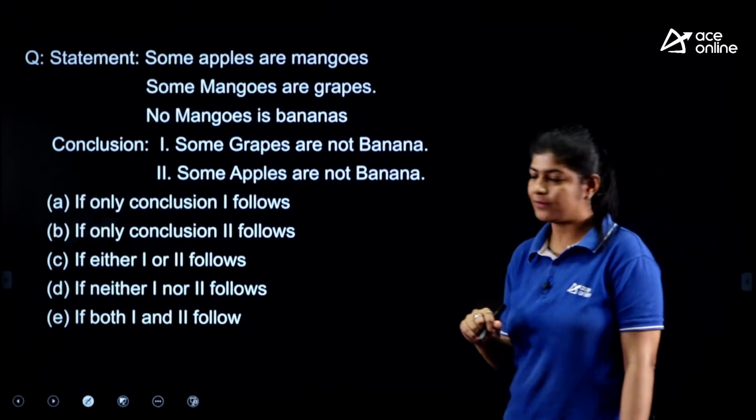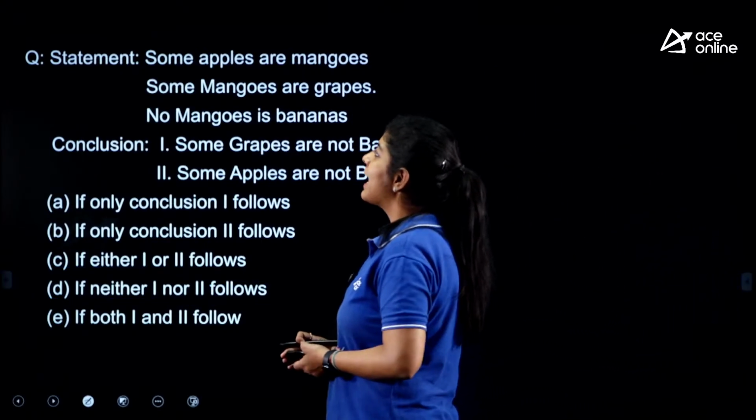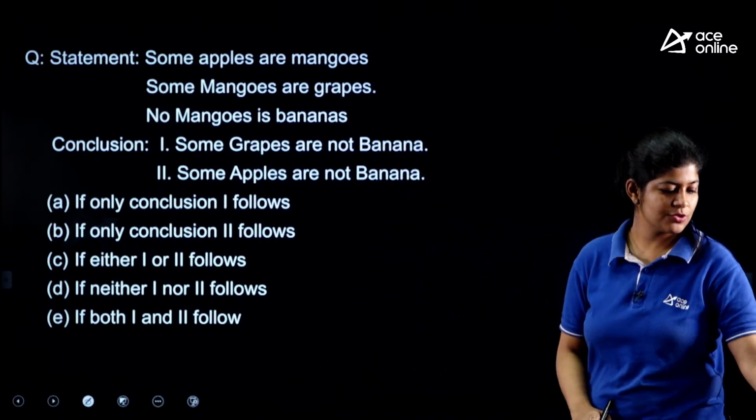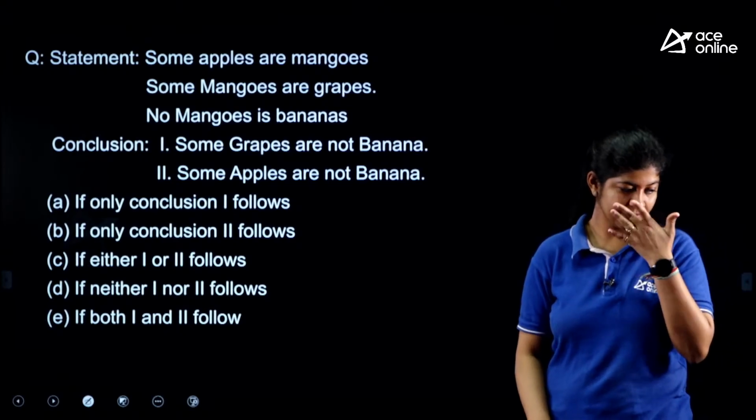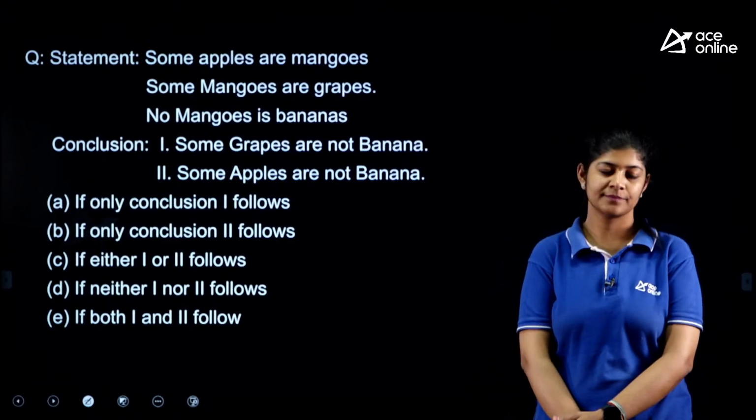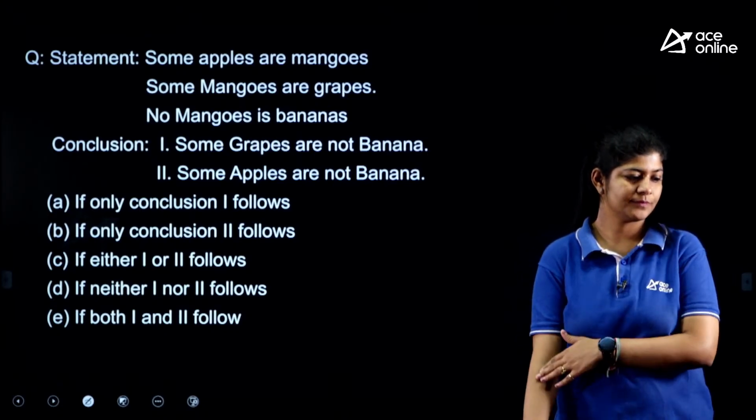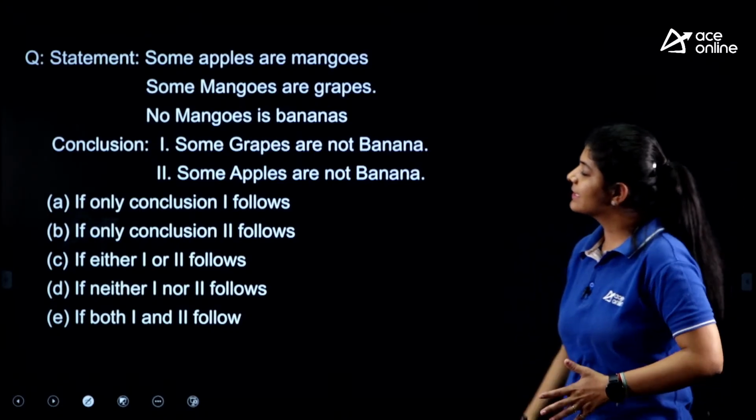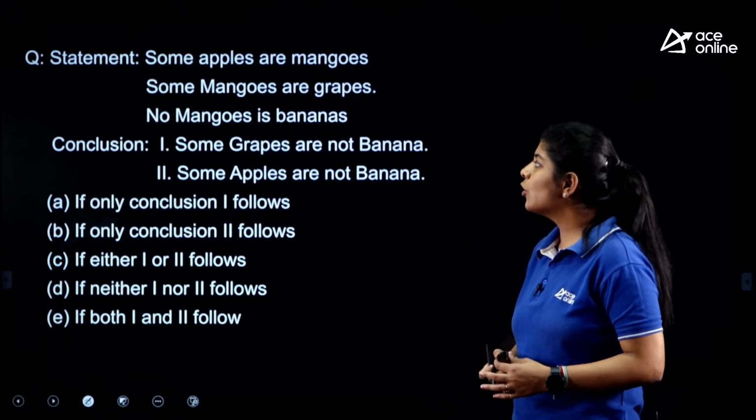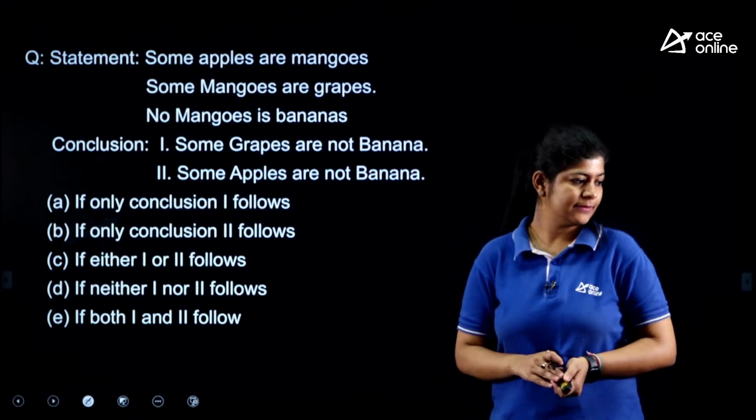The last question. Again we are having 3 statements and 2 conclusions, and we just simply need to check them. So, what answer are we getting for this one? Some apples are mangoes, some mangoes are grapes, no mango is a banana.